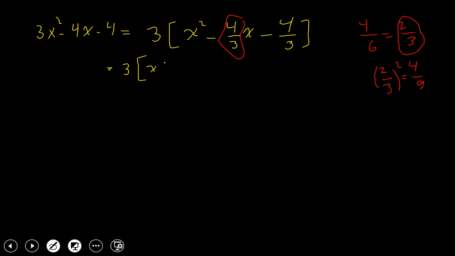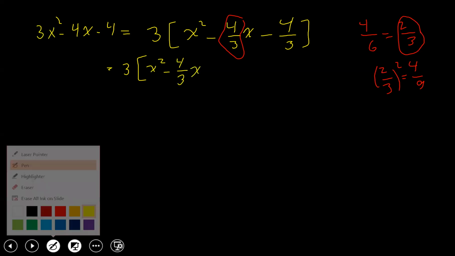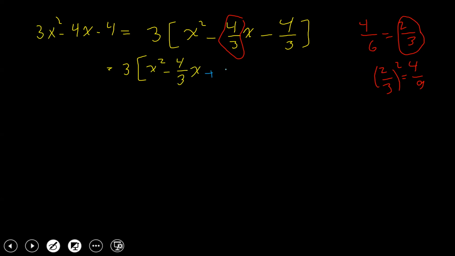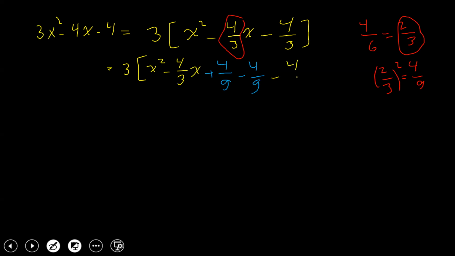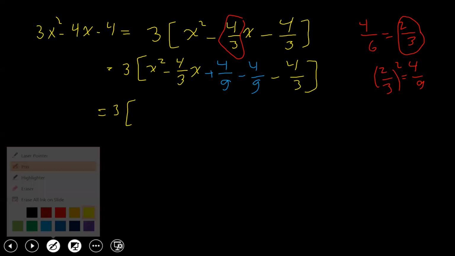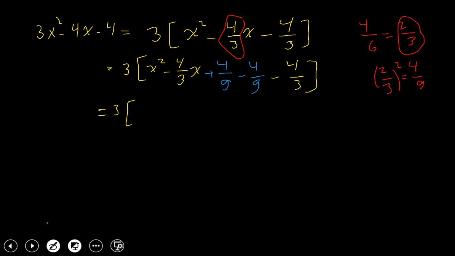So we write here x squared minus 4 over 3 x. And now what do we have to do? We add and subtract this number, 4 over 9 minus 4 over 9. And at the end we still have this one, minus 4 over 3. Now how do we continue? We'll take the first three monomials, these three, these must make a perfect square. It is x minus 2 over 3, all of it squared.